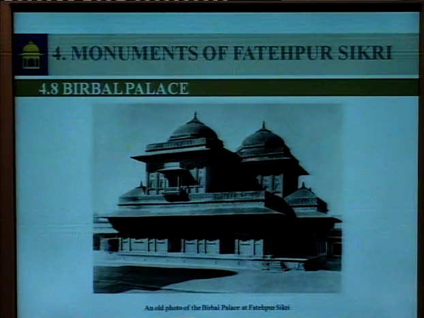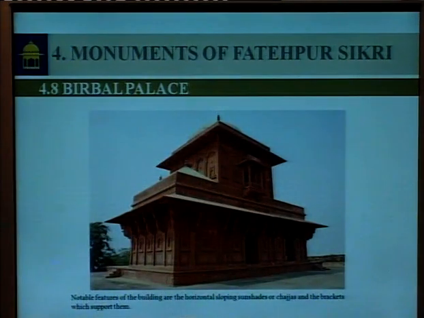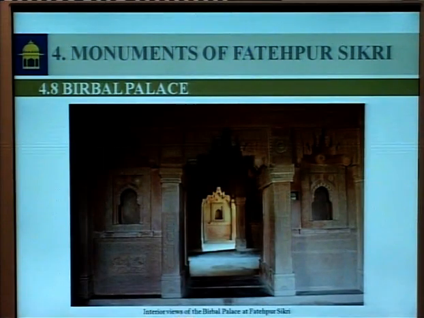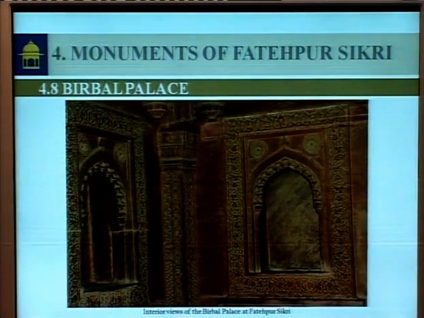This is a photograph of Birbal's house. So the entrances you can see are from here, and at the back over here. The 4 rooms, it's a double-storied structure again. Notable features of the building are horizontal sloping sunshade or chhajjas and the brackets which support them. So the chhajjas, of course, you must have noticed by now, are also very, very prominent in all the buildings of Fatehpur Sikri. This is the interior of Birbal's house or Birbal's palace, whatever you may call it.